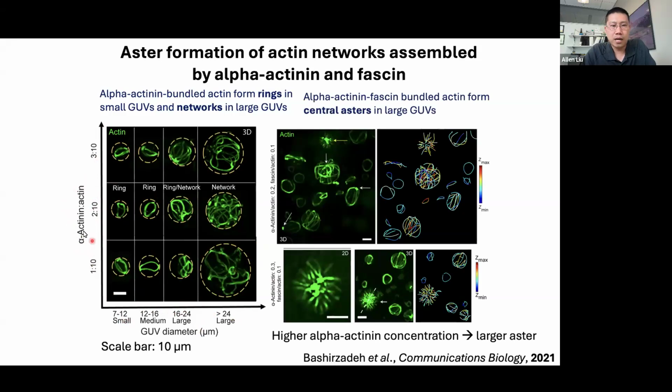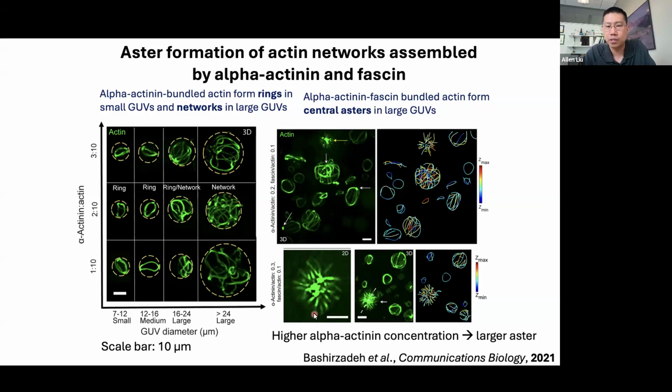Now, if we include alpha-actinin and fascin together, so having both cross-linkers in the same system, we begin to see something interesting. We begin to observe these aster-like structures that are highlighted by these arrows. And if you look at one example of this, you see a domain that is fairly compact, and you have these bundles that radiate outward. So this is completely due to self-organization. If you take the same proteins and mix them together in a bulk system, you do not observe these aster-like structures.